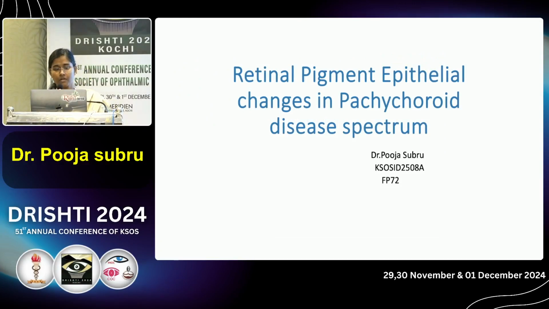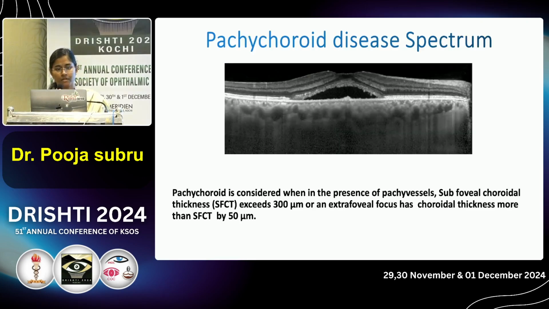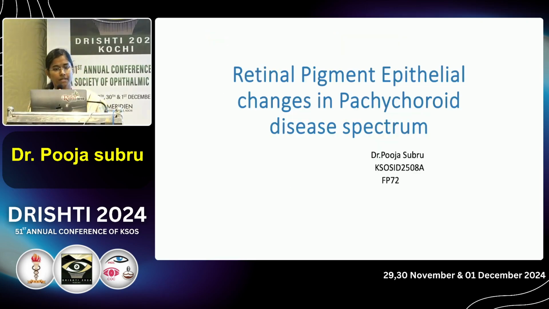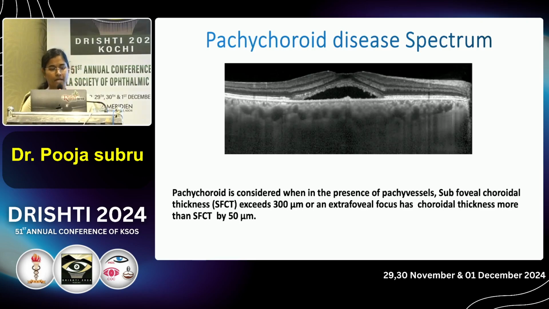Good afternoon. My study is on the topic retinal pigment epithelial changes in pachychoroid disease spectrum. Pachychoroid is considered when, in the presence of pachy vessel, subfoveal choroidal thickness exceeds 300 micron or an extrafoveal focus has choroidal thickness more than subfoveal choroidal thickness by 50 microns.